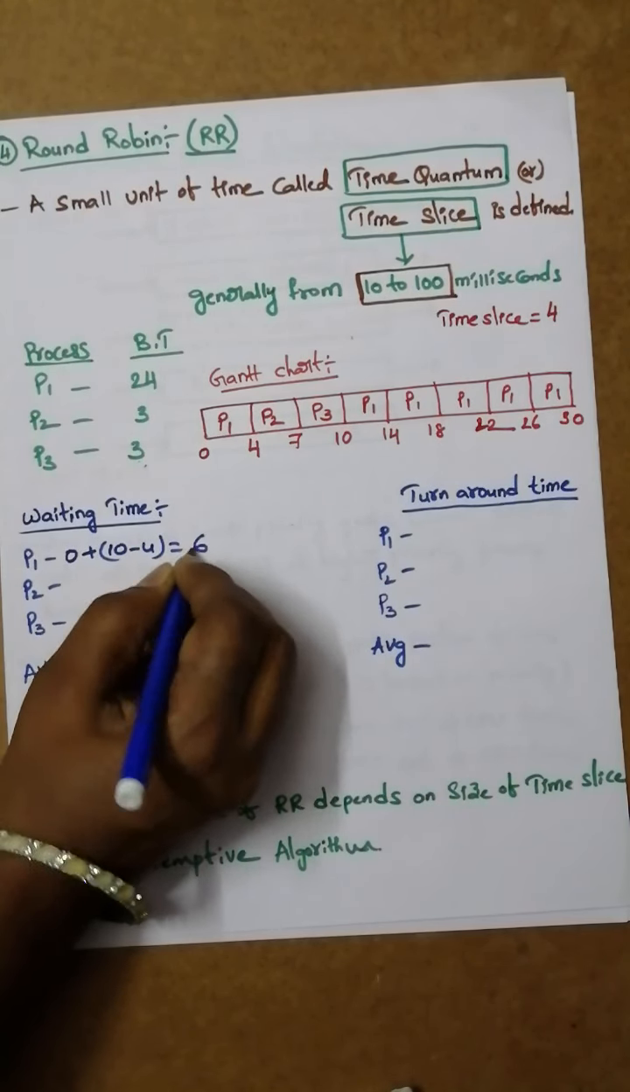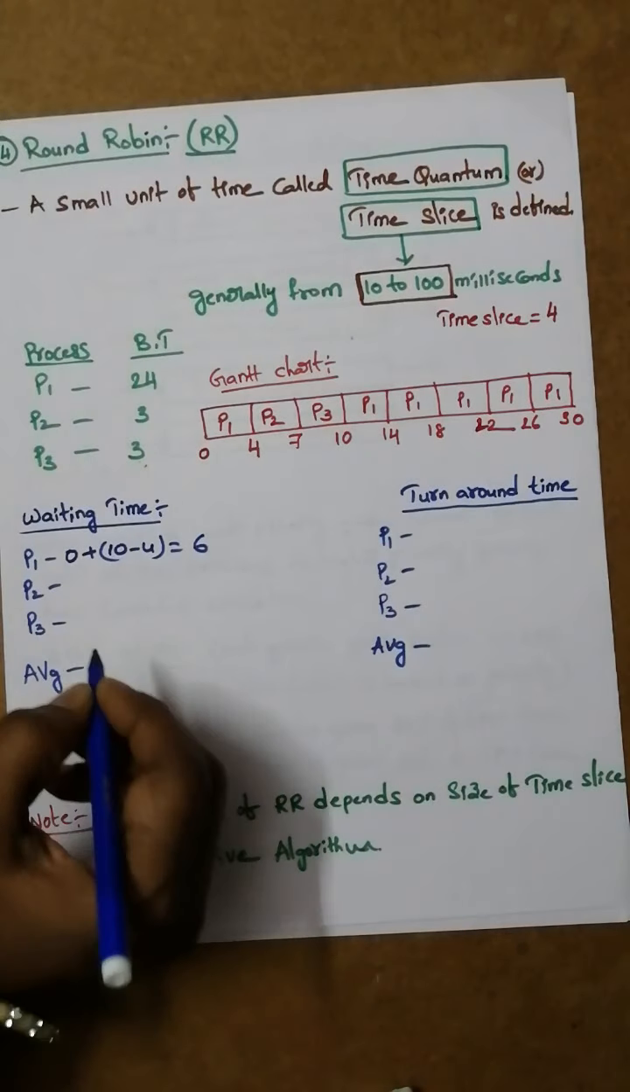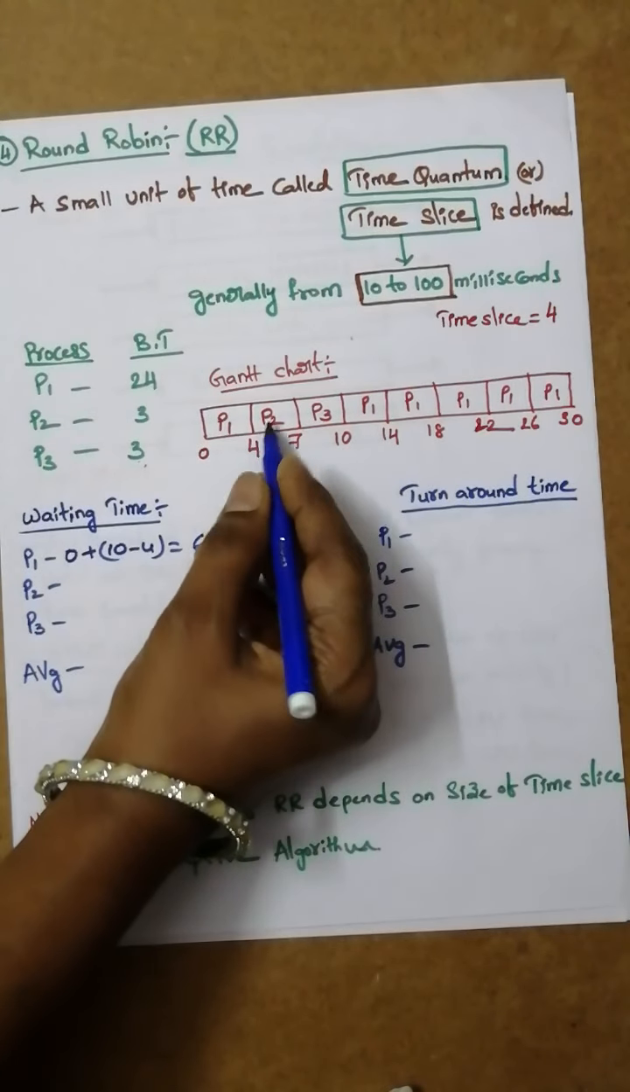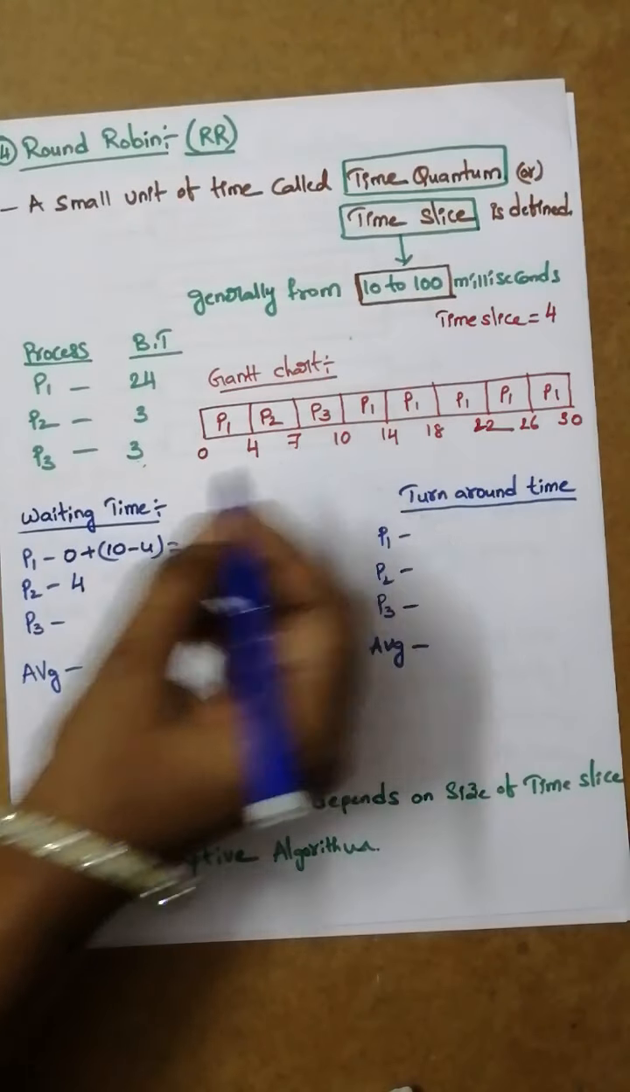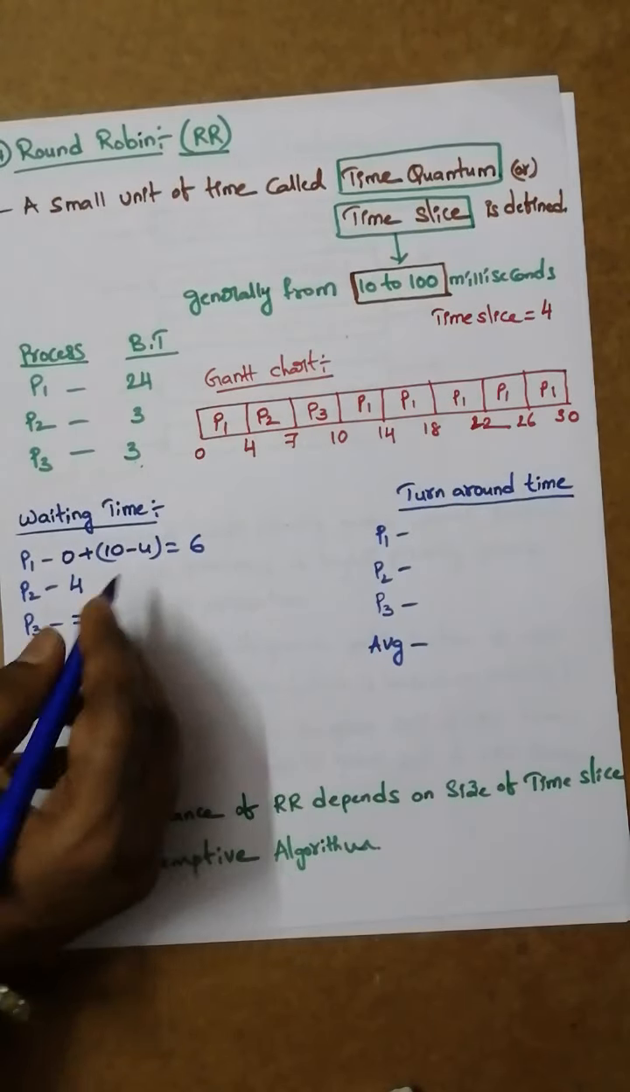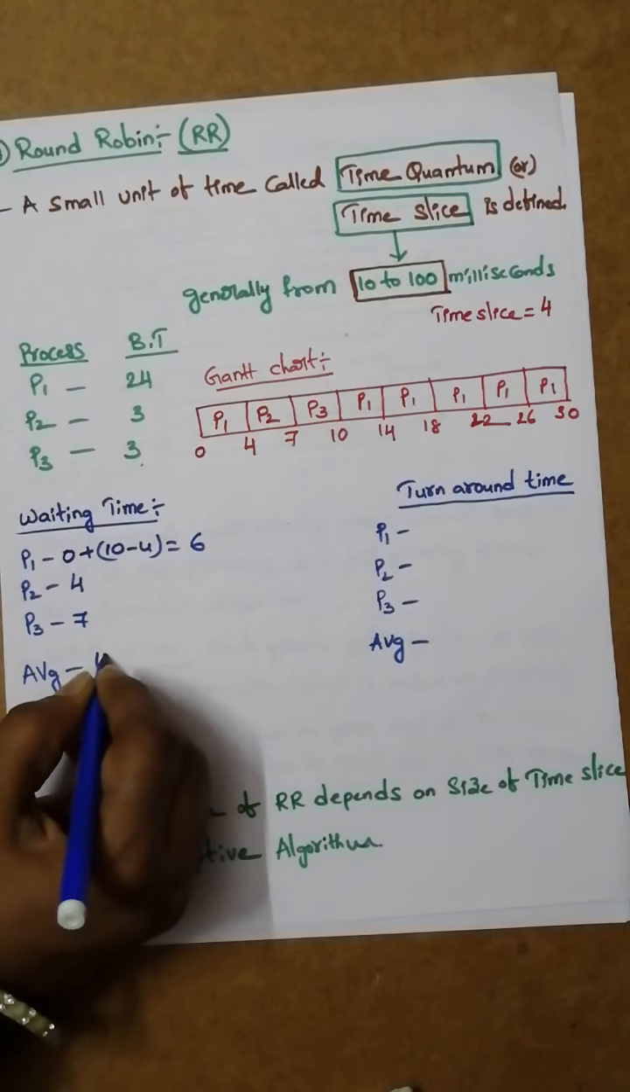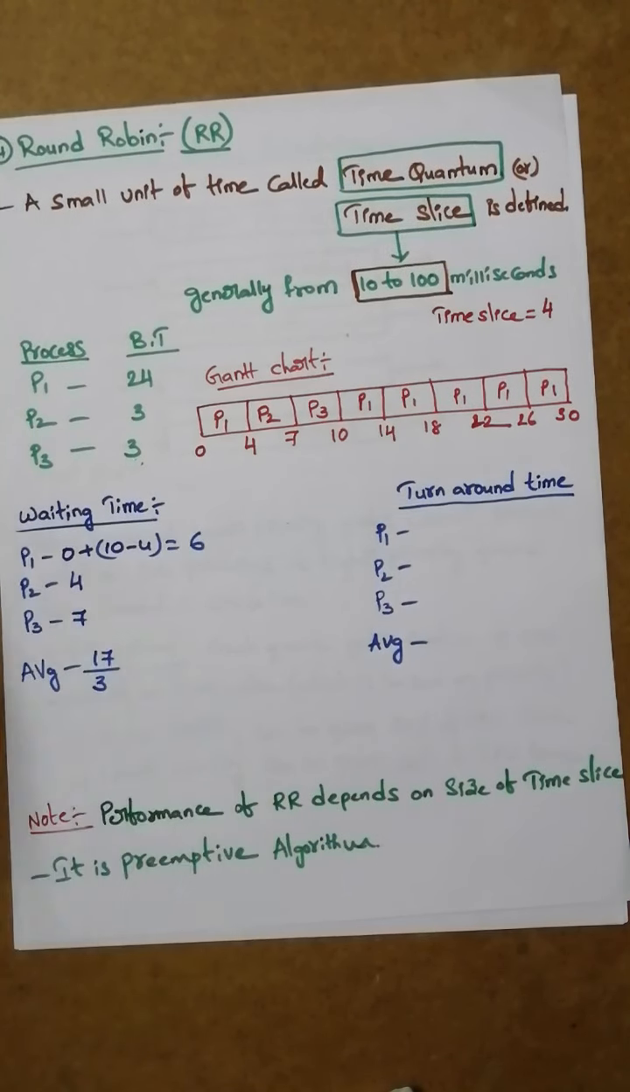So it is 6. Similarly for P2, it took the CPU only one time, that is at the 4th millisecond. Similarly P3 took it at the 7th millisecond, that is 7. Now the average of this is 17 by 3. This is the average waiting time.